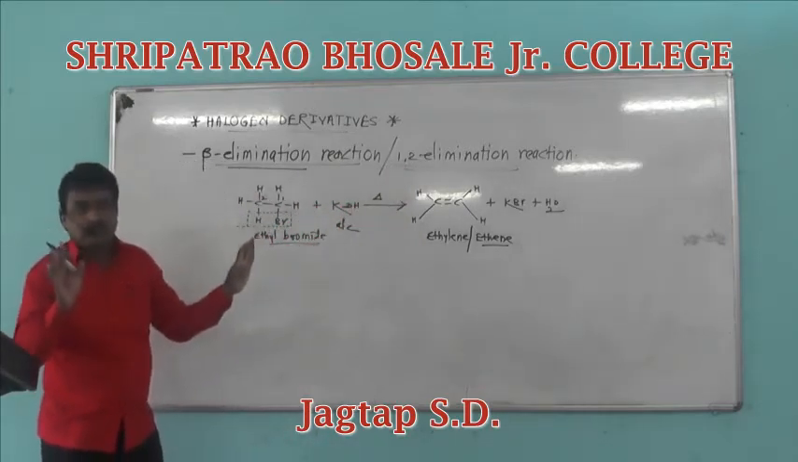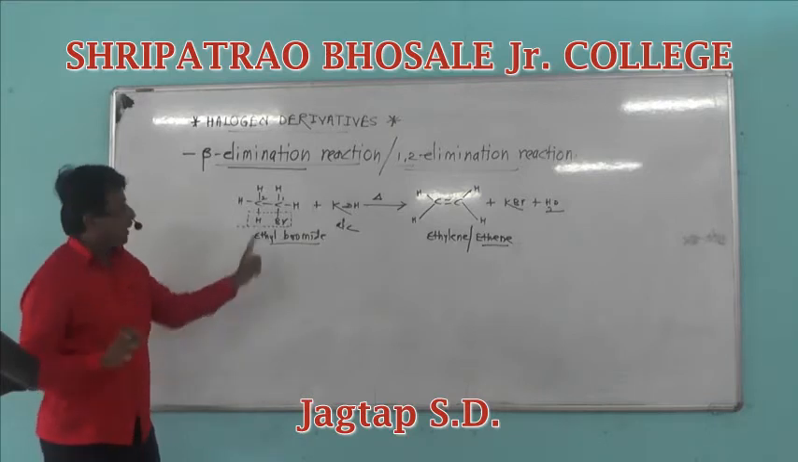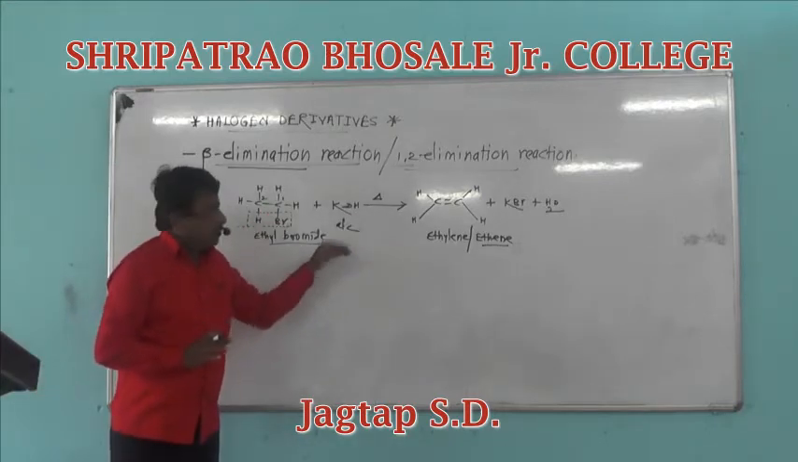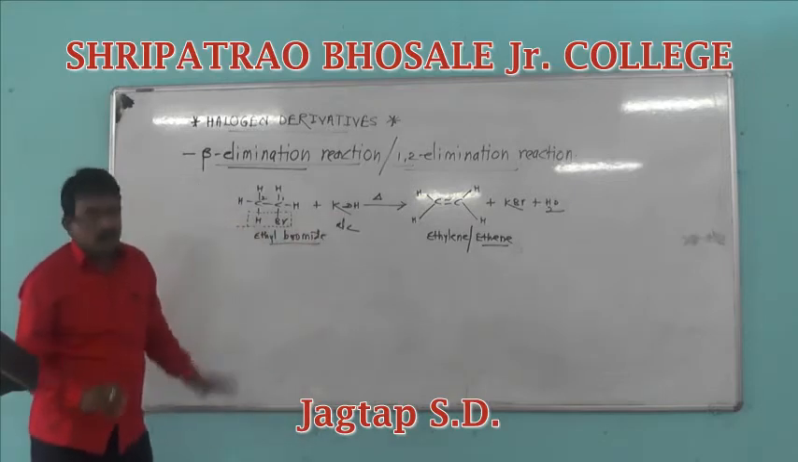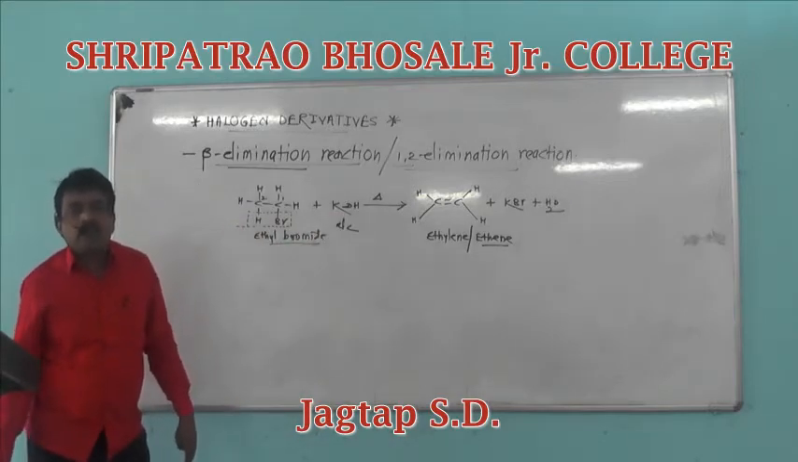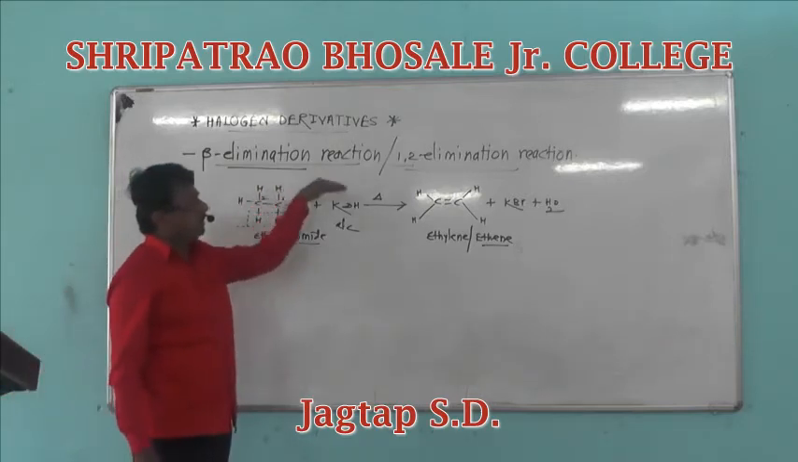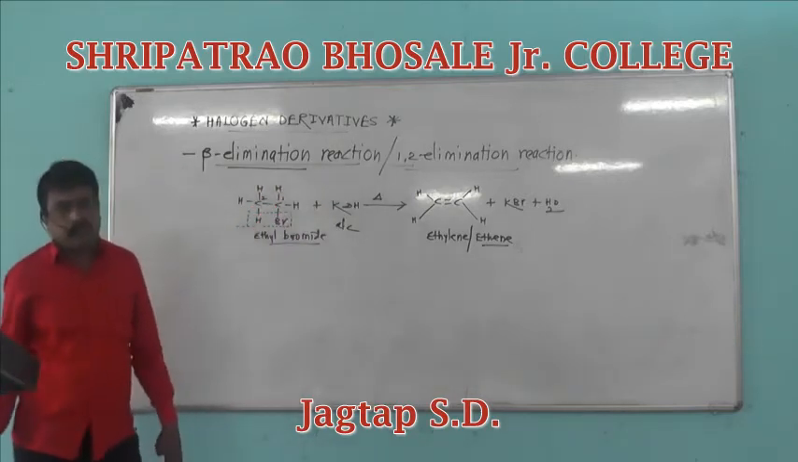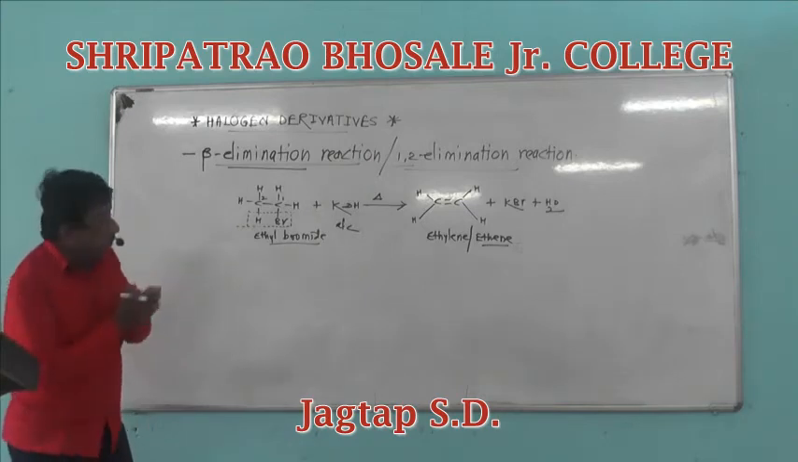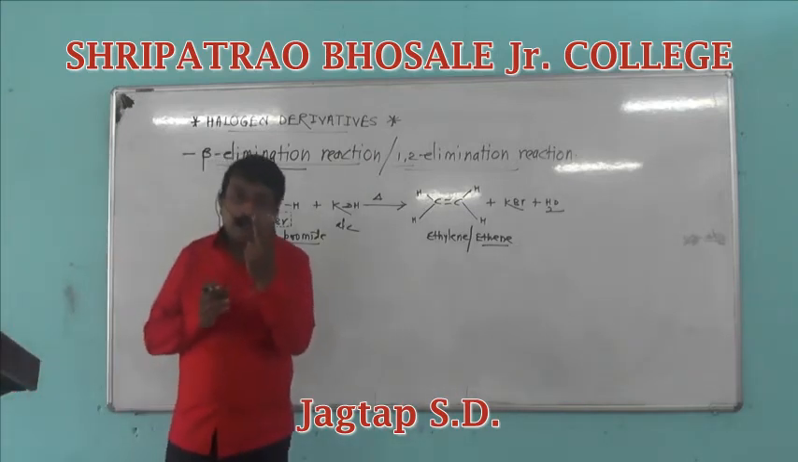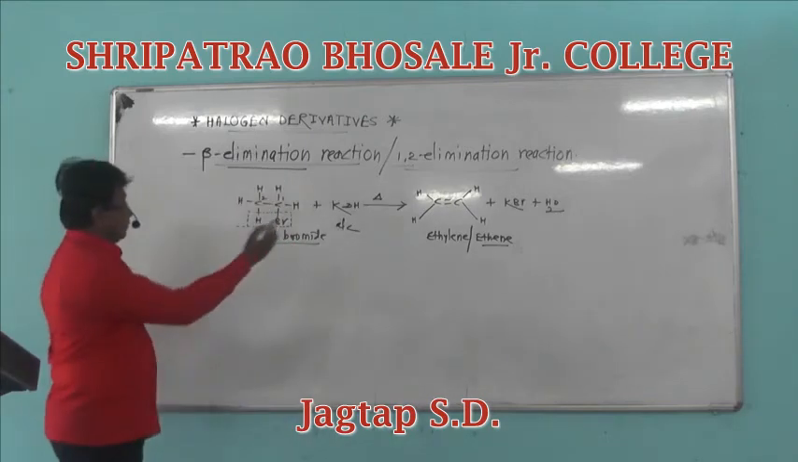To eliminate, that is to remove, the removal of hydrogen halide from adjacent carbons to form the corresponding alkene, the corresponding unsaturated compound, is known as beta elimination. But this reaction takes place in presence of alcoholic potassium hydroxide. Actually, this reaction takes place in two steps. Listen carefully.